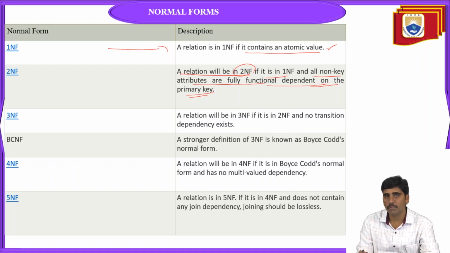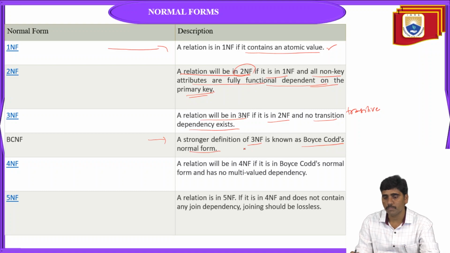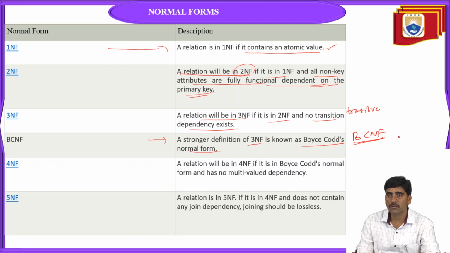And third normal form: a relation will be in third normal form if it is in second normal form and no transitive dependency exists. The stronger definition of third normal form is also known as Boyce-Codd normal form, also called BCNF.